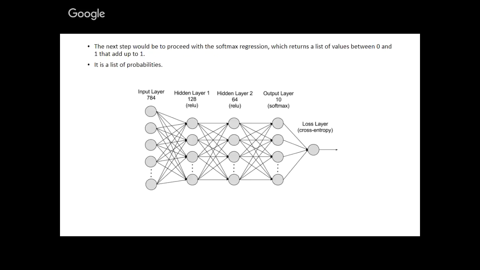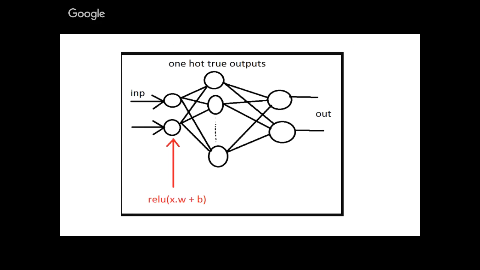We proceed with softmax regression, which returns a list of values between 0 and 1 that add up to 1. It is a list of probabilities. So this is the one-hot true output. Given the input and output as usual, we use something called ReLU. ReLU is used here because we use one-hot encoding, and ReLU is basically an activation function.